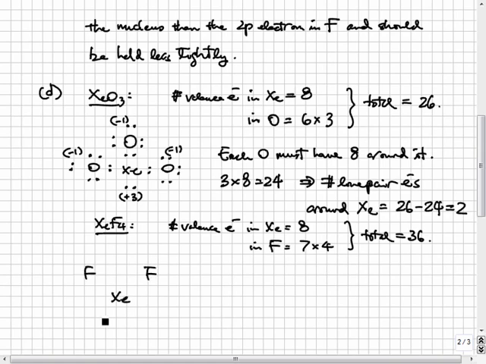Each F atom in the Lewis structure must have 8 electrons around it. This requires 32. 36 minus 32 is 4. These are the number of lone pair electrons around the Xe.